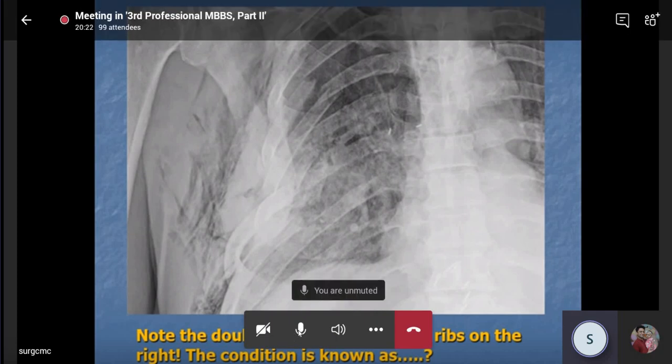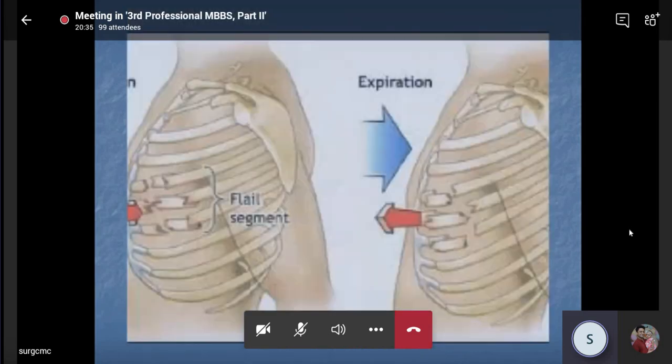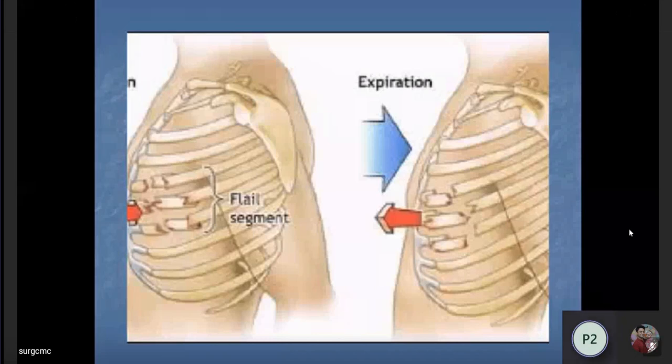Hello? Yes sir. Okay. So to become a flail chest, you have to have multiple fractures on a single rib or in a number of ribs. স্যার তার মানে সেগমেন্টটা কি ভেঙে বেরিয়ে যাচ্ছে? No, ভেঙে বেরিয়ে কোথায় যাবে?